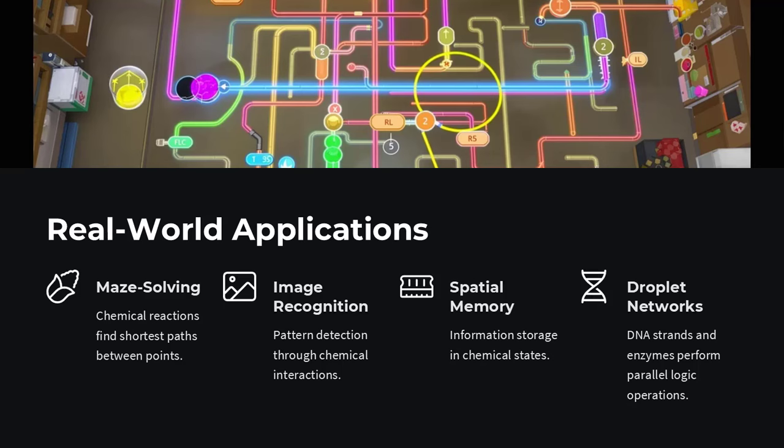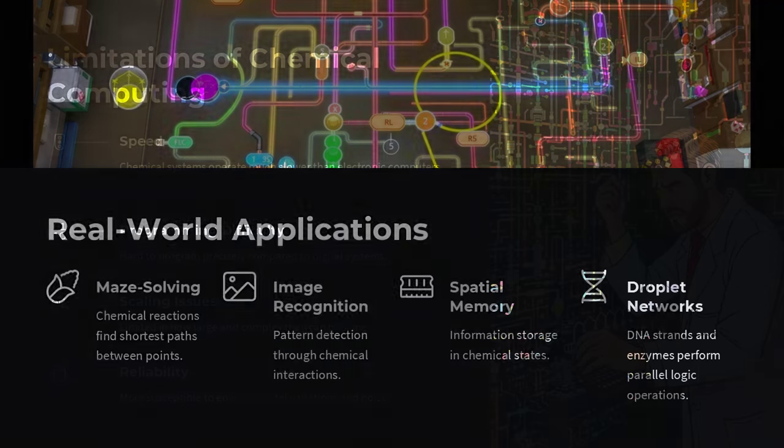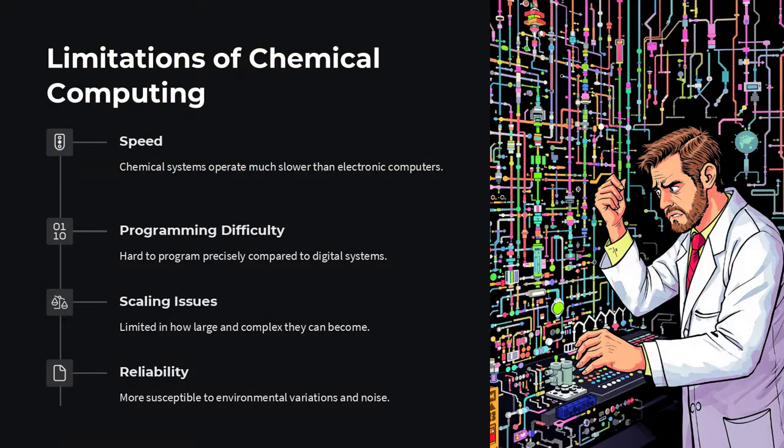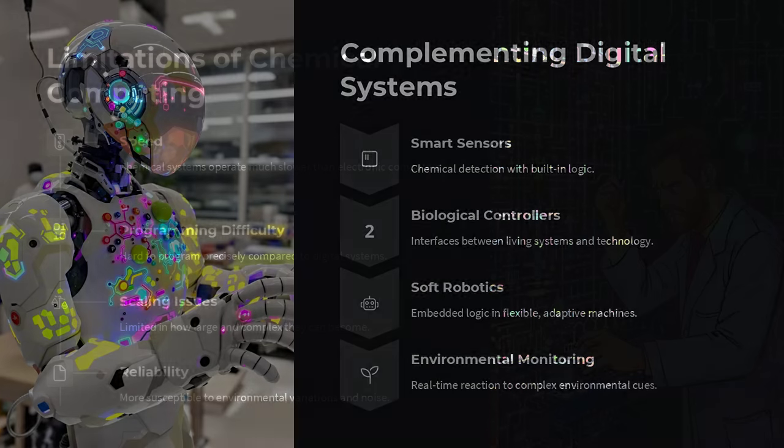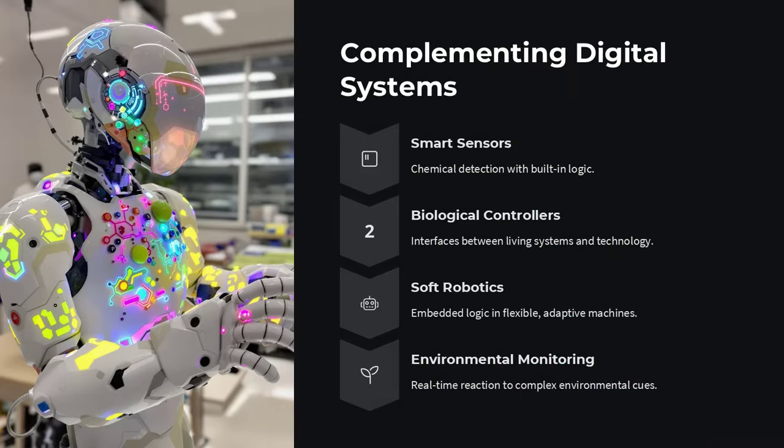They can compute. In the field of non-Turing computation in chemical media, scientists are exploring how chemical reactions themselves, without electricity or transistors, can perform logic operations, solve problems, and even imitate decision-making processes. So what does non-Turing computation mean?